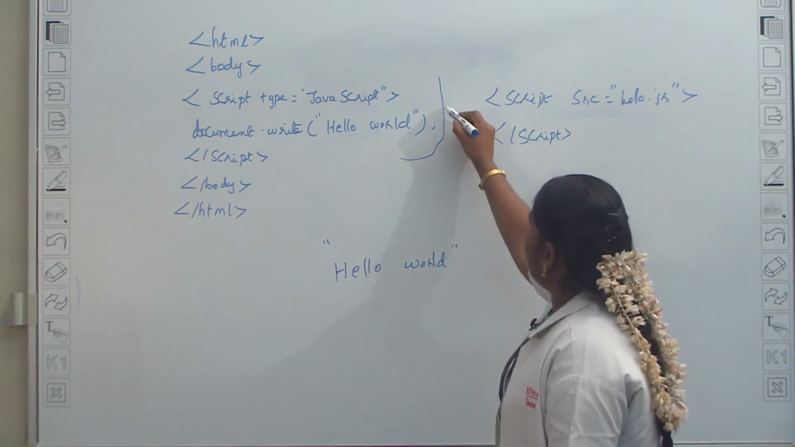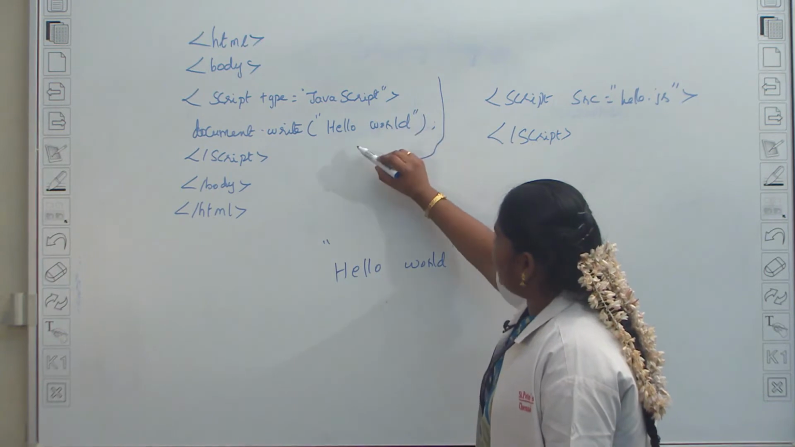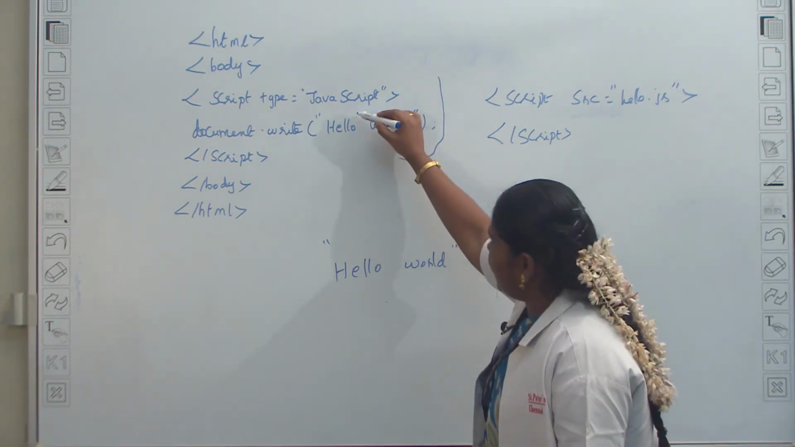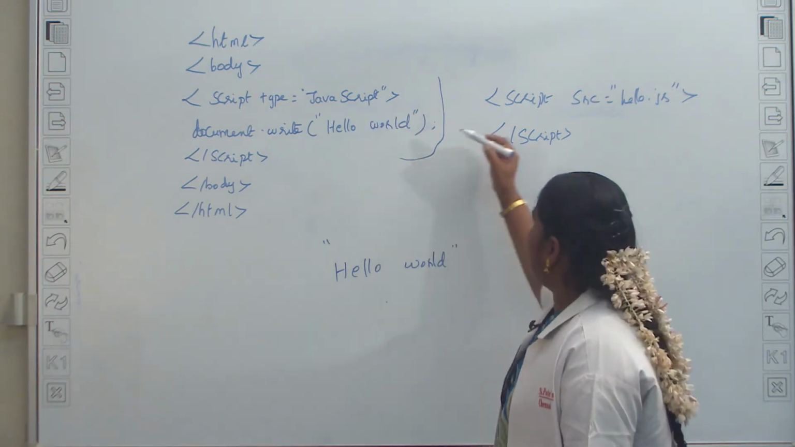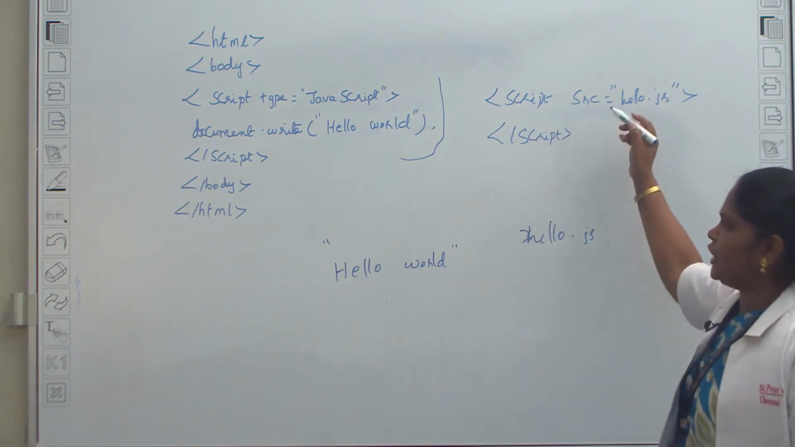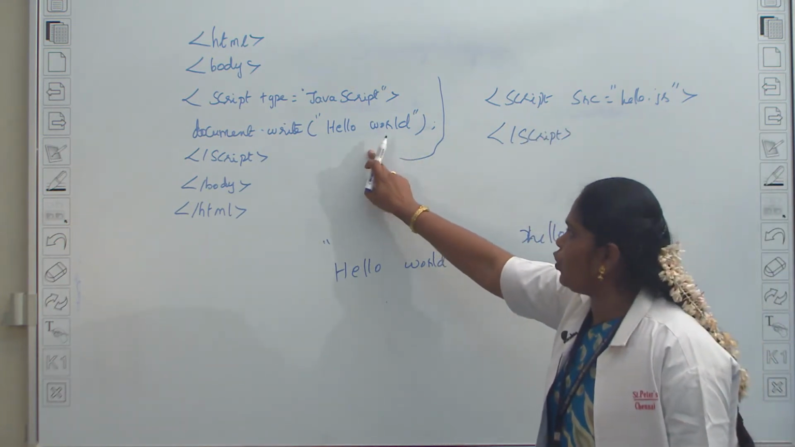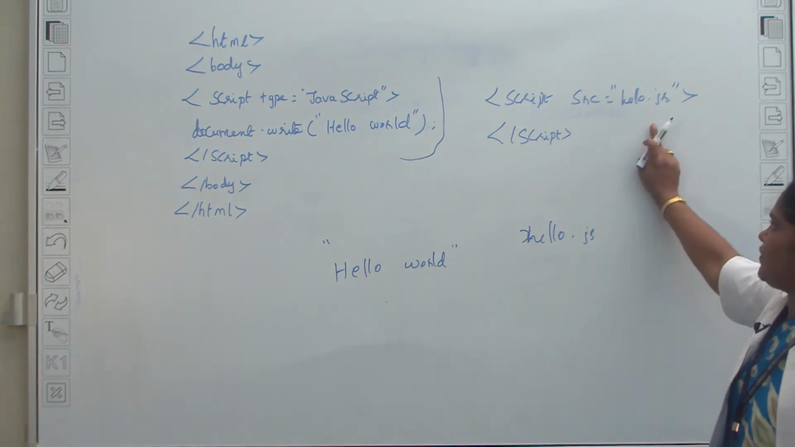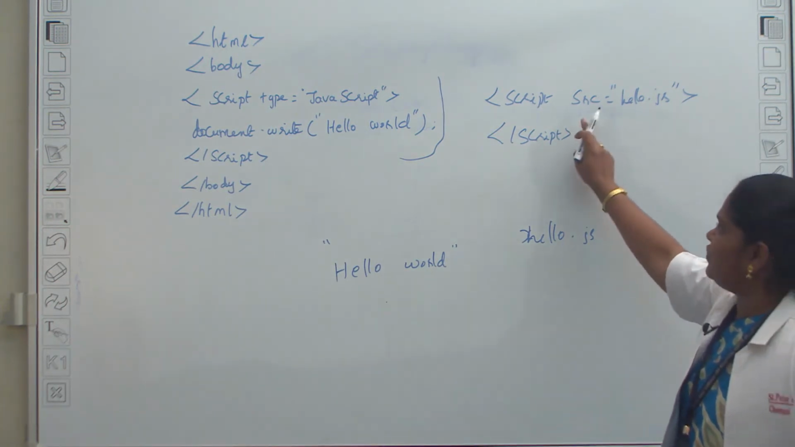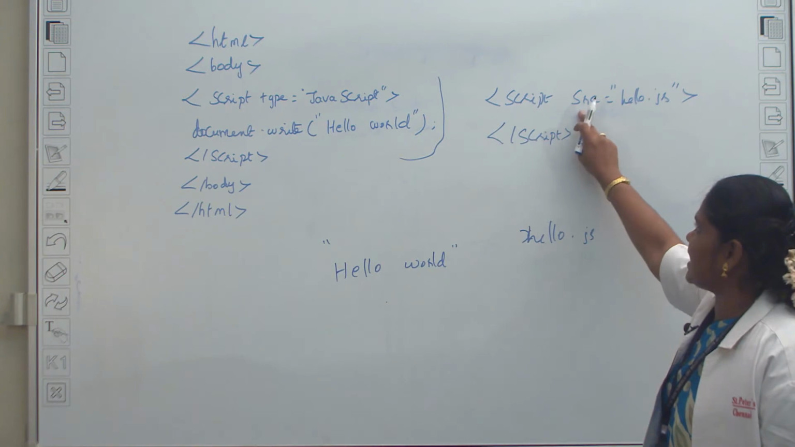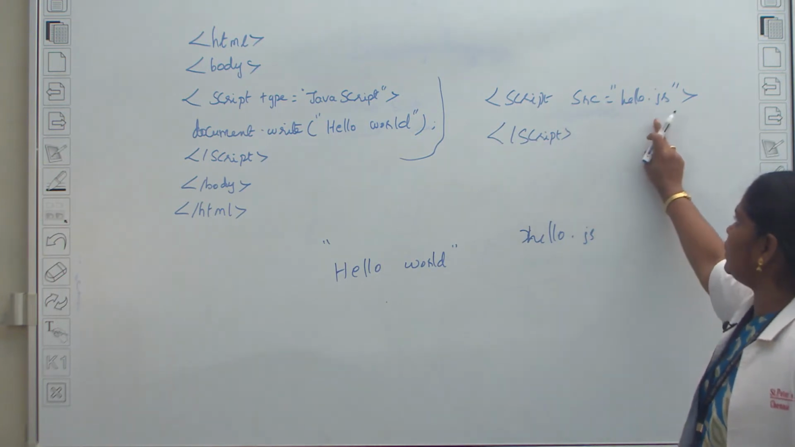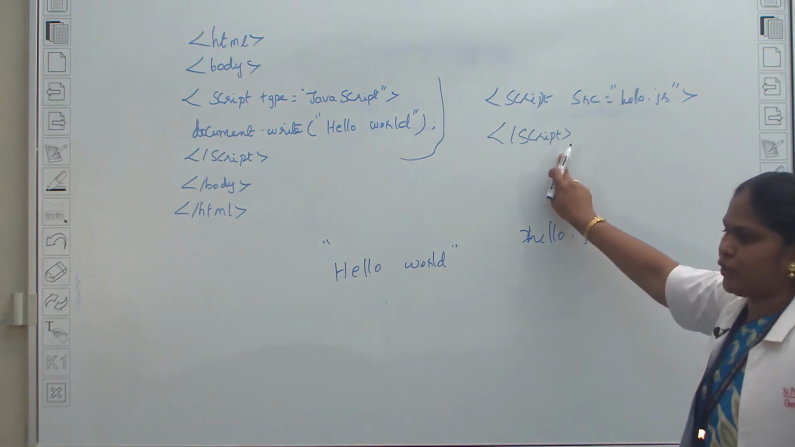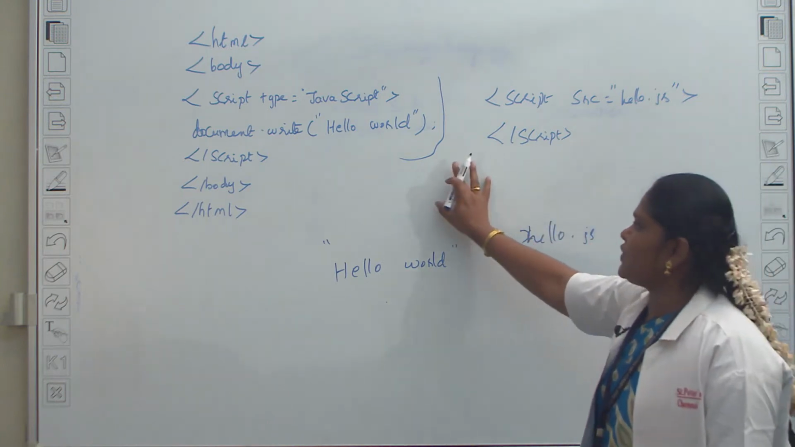So this is the code embedded within the HTML tag, and this is where we write the expanded JavaScript code into a separate file which is saved as hello.js, and we mention script src, meaning source, is equal to hello.js, then the closing script tag. Okay, so this is a simple example.